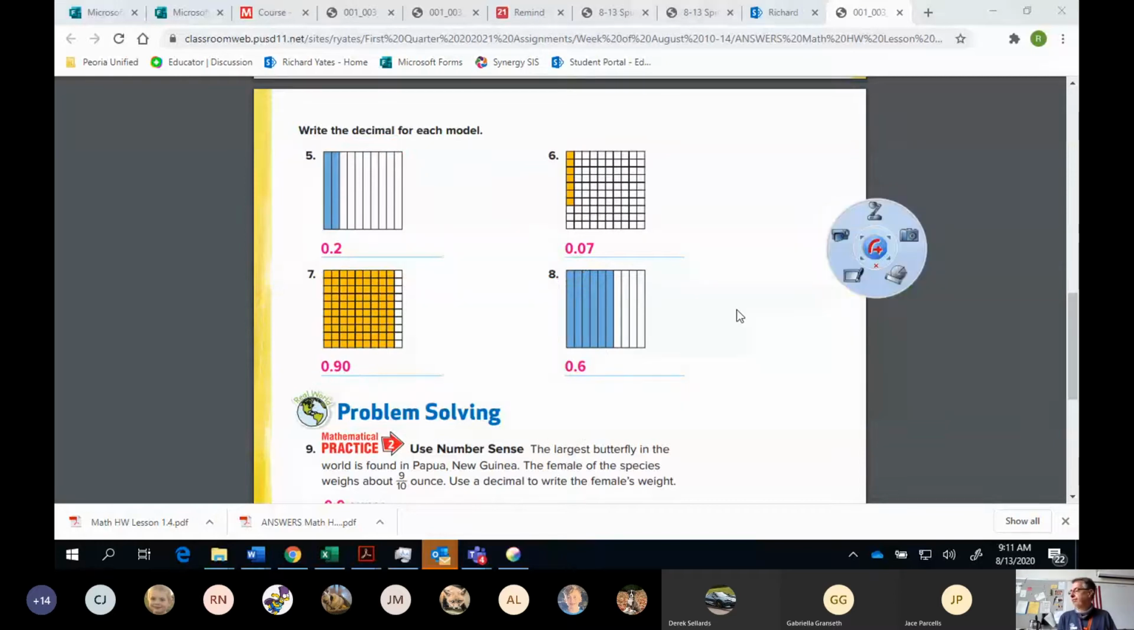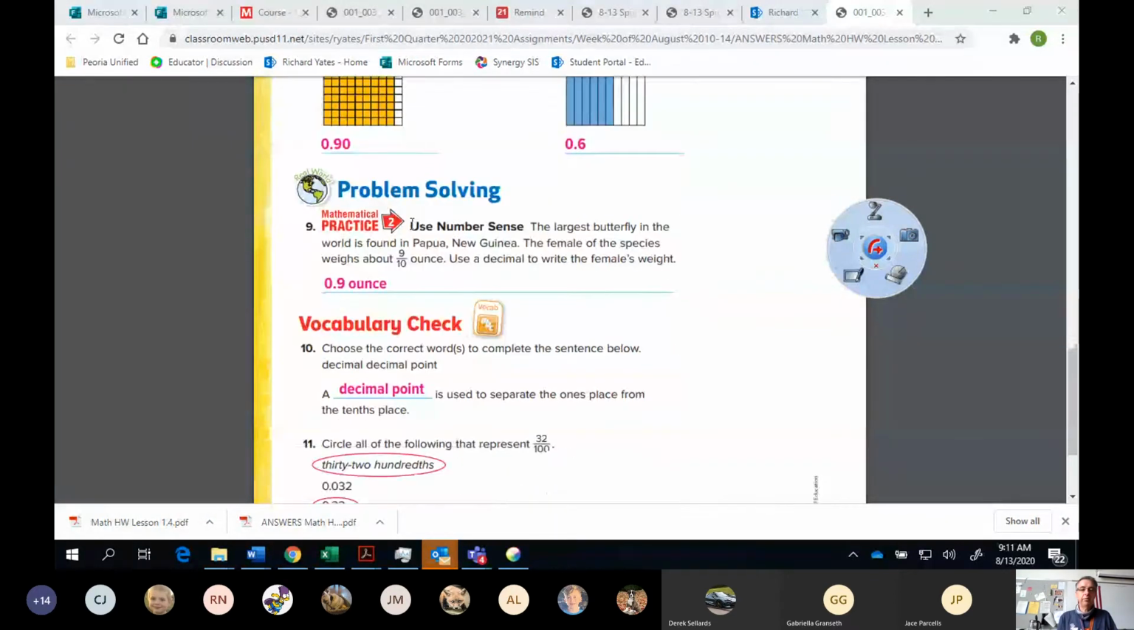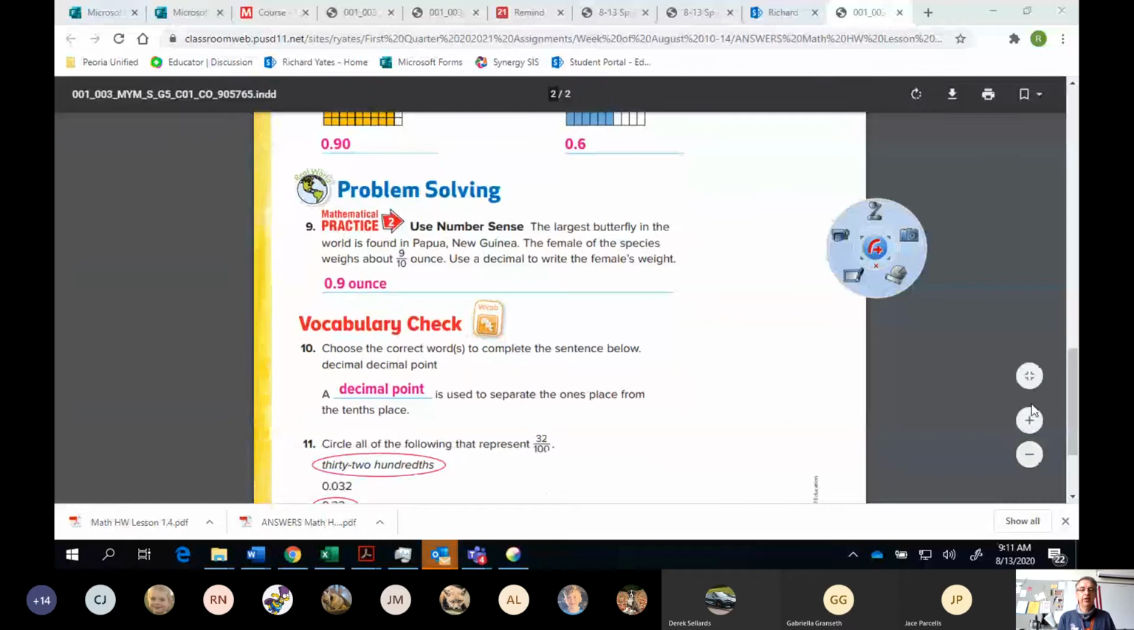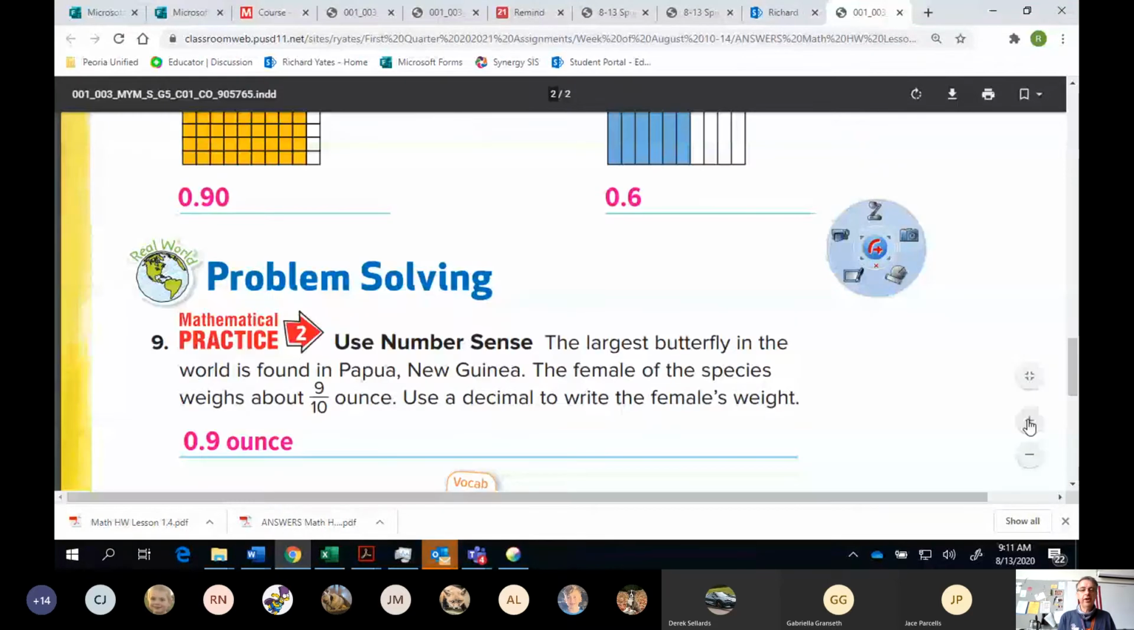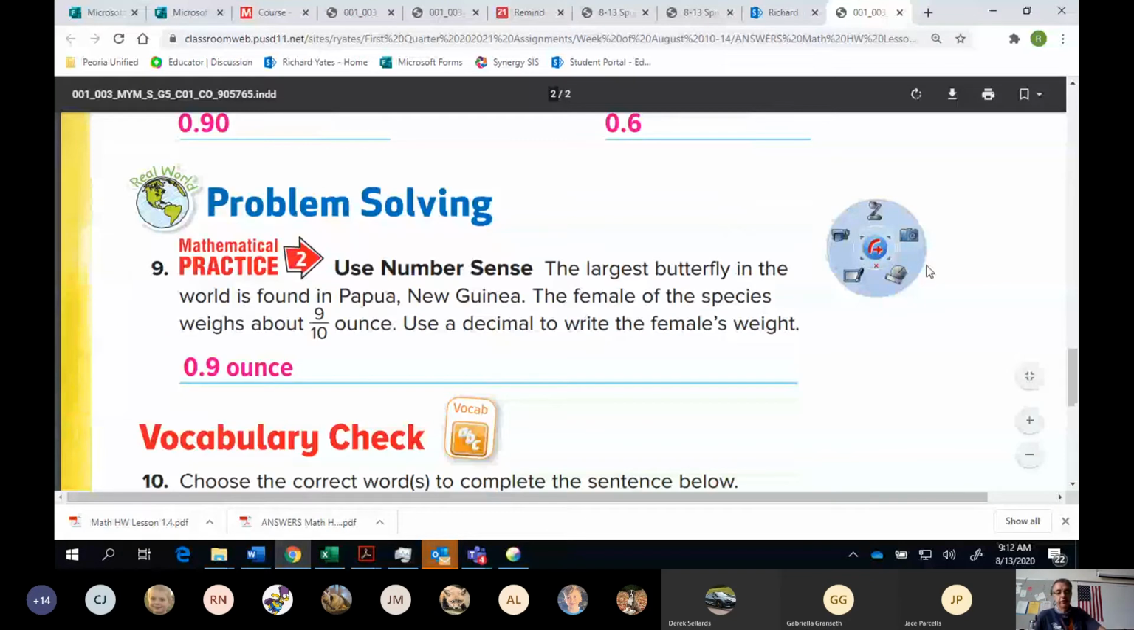We're going to move on down. Problem solving. We're going to use some number sense. I would like to have somebody help me read this out because I feel like I've been talking all morning and I want someone else to help me out here. So I'm going to zoom in a little bit on our problem. And Miss Church, could you go ahead and pick someone to read number 9 for me so that we can see what that's all about?